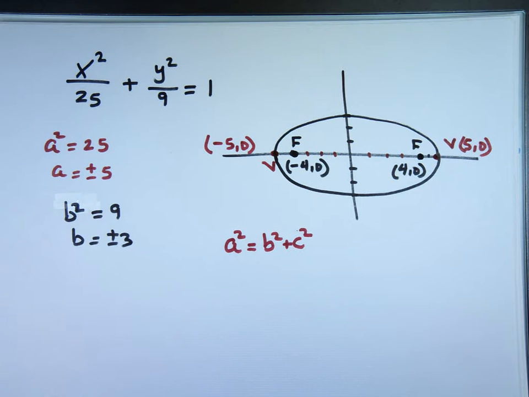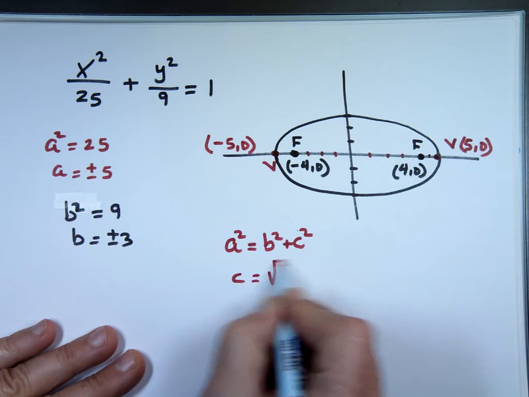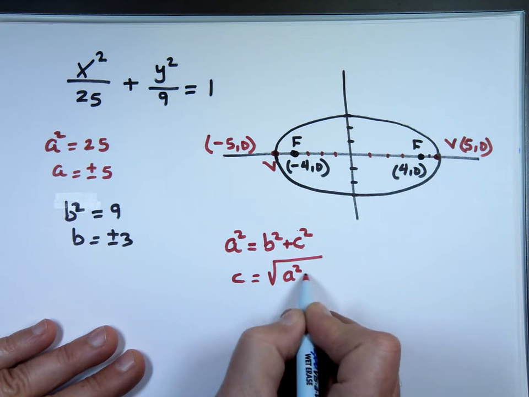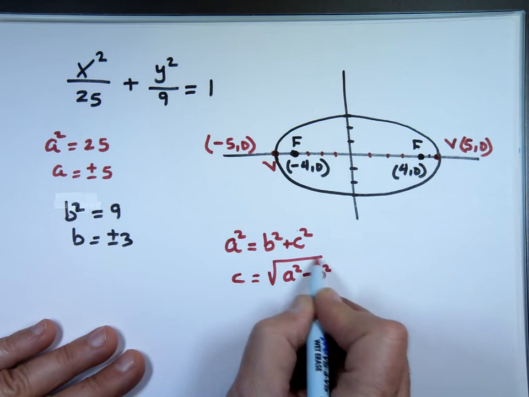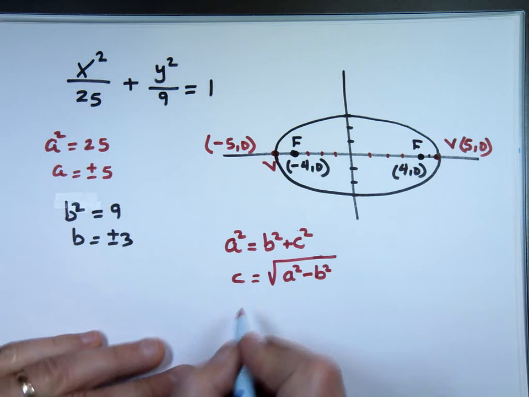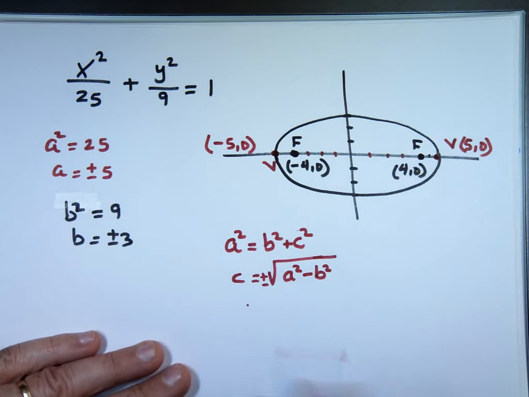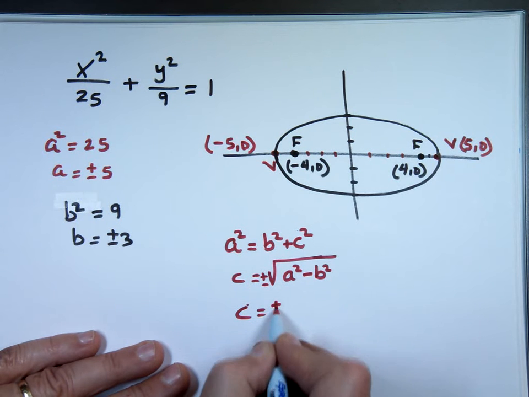Which means if you rewrite that, c is going to be what? The square root of a squared minus b squared. Plus or minus will be here. One will be on this end, one on that end. C equals plus or minus.